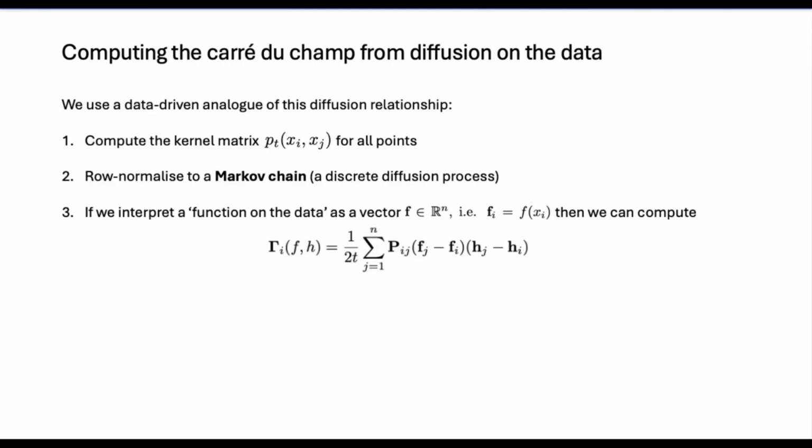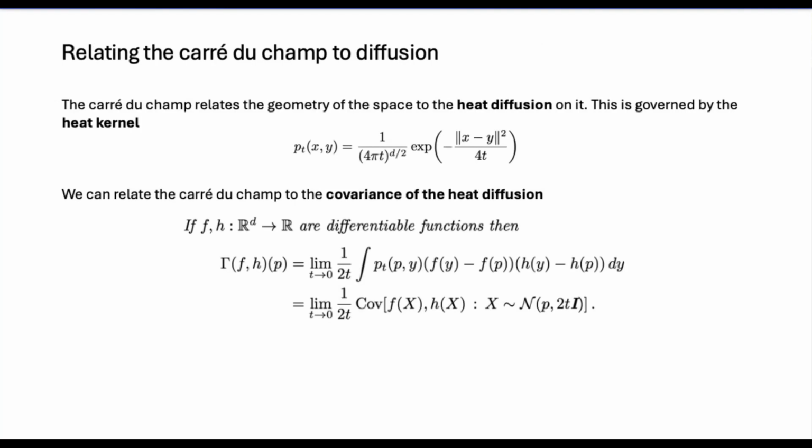Could you go back to the previous slide? You define your gamma as a covariance, but the only random thing is this x, which is the input to the functions, and the functions themselves are not random. No, exactly. f and h are functions, x is random, and f of x is then random.